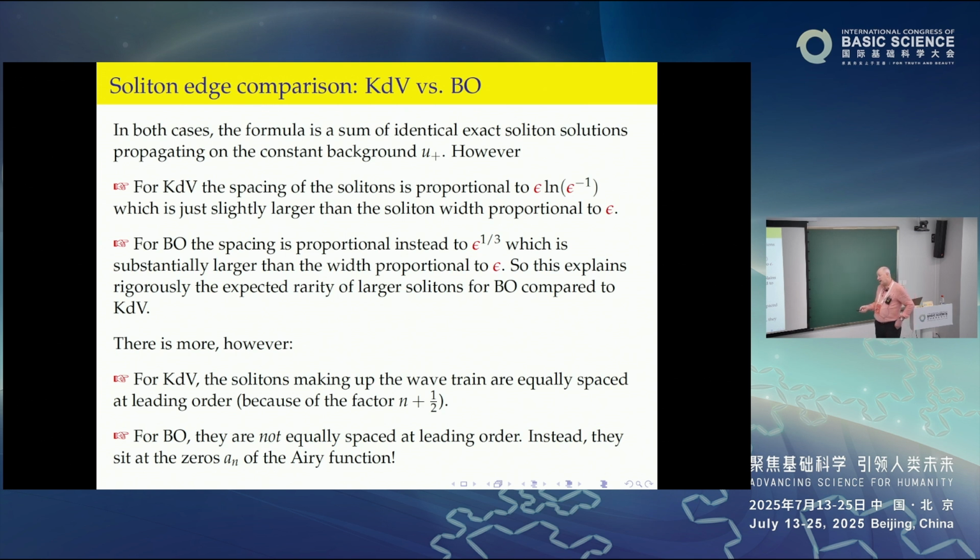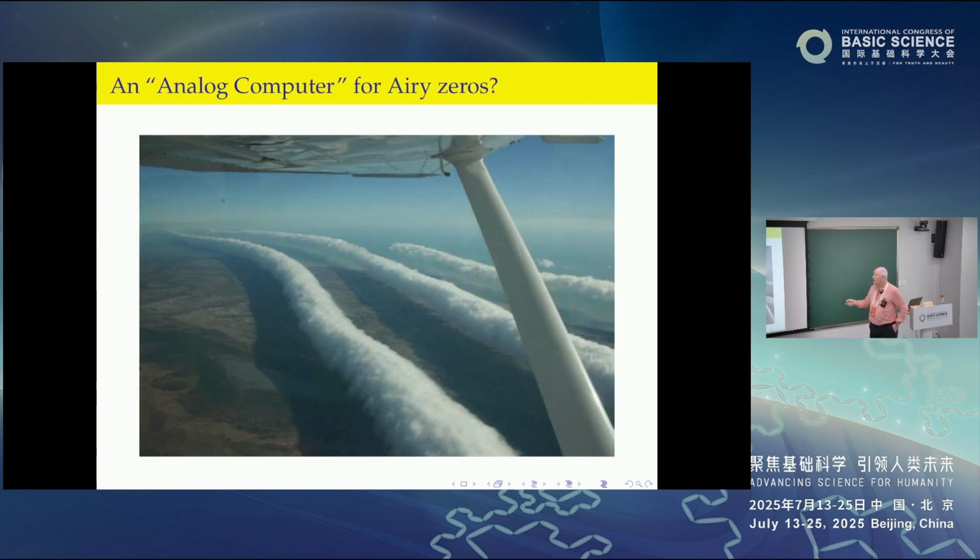But there's more. For KdV, the solitons that make up the wave train are equally spaced at the leading order because the spacing had to do with this n plus a half factor times epsilon log epsilon. But for Benjamin-Ono, they're not equally spaced. Instead, they follow the zeros of the Airy function. They sit at those Airy zeros, okay? So you might think that maybe there's a way to compute the zeros of the Airy function by a physical experiment, like you observe the waves as clouds in the sky, and then you look at these clouds and you could determine from them where the zeros of the Airy function are. But that's probably just dreaming, right?